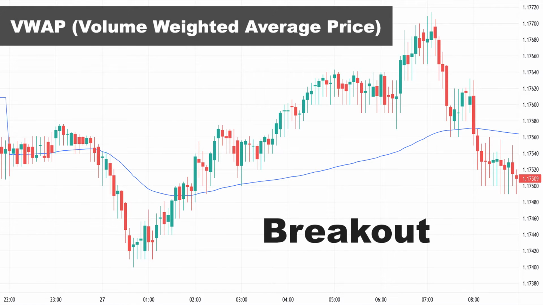Another signal that we can get from VWAP is breakout. Generally, when the price goes above the VWAP line, it means that the bulls were strong enough and managed to push the price higher than the average value. So when the price breaks above the VWAP line, it's a buy signal, or a signal for opening a long position. And similarly, when the price goes below the VWAP line, it indicates that the bears were strong enough and managed to drive the price lower than the average value. So when the price breaks below the VWAP line, it's a sell signal, or a signal for opening a short position.